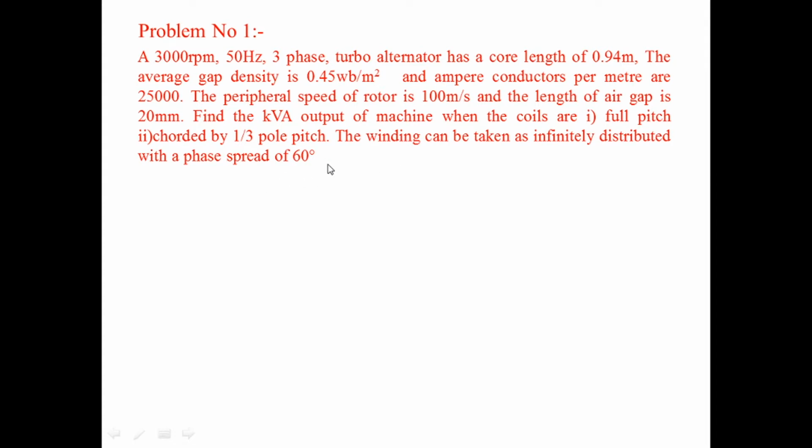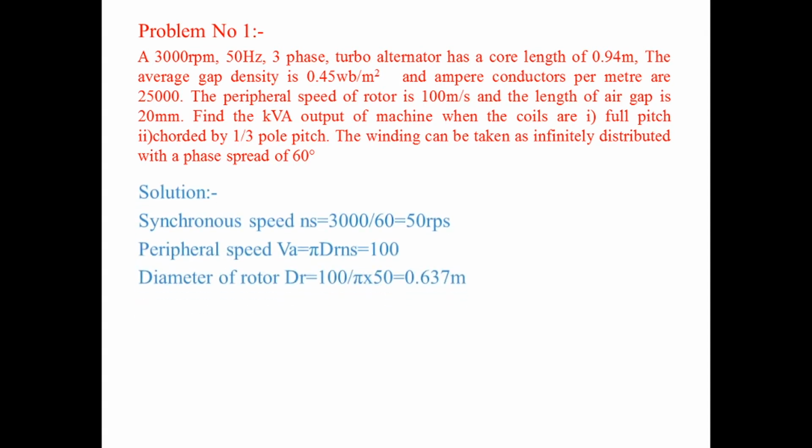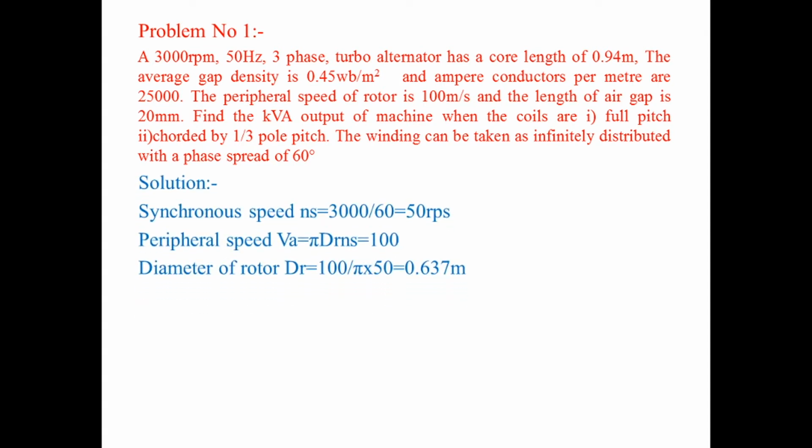So the field winding can be taken as infinitely distributed with a phase spread of 60 degrees, and the coil is a full pitch coil and it is chorded by 1/3 of pole pitch. Now in that, first we need to calculate the synchronous speed, that is ns. So it is given that the speed is in rpm, 3000 divided by 60, so you will be getting 50 rps, correct.